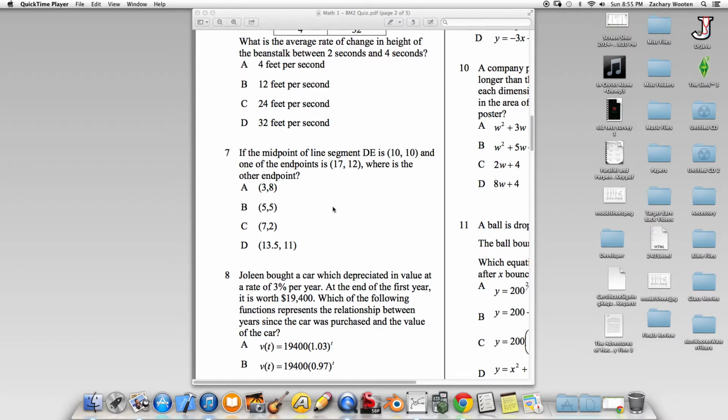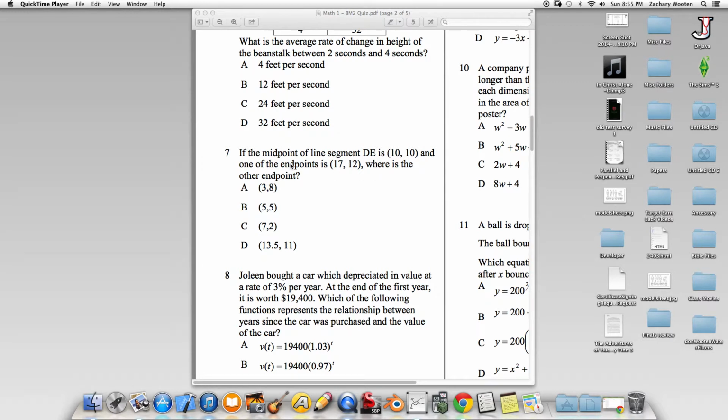Question number 7 now says if the midpoint of line segment DE is at (10, 10) and one of the endpoints is at (17, 12), where is the other endpoint? And they give us 4 different options here, either (3, 8), (5, 5), (7, 2), or (13.5, 11). Okay, now this one, it's very important that you read and understand what's going on here carefully.